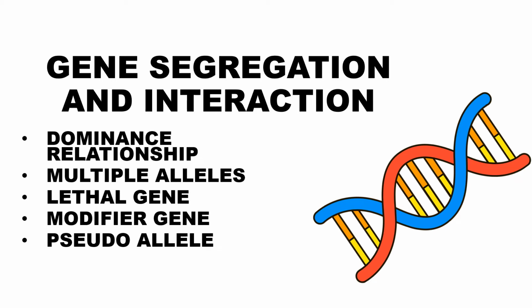So for this meeting, I will be talking about, still on the chapter on gene segregation and integration, and I will be specifically talking about these topics. So first is on the dominance relationship. So I will be talking about the different types of dominance relationship. Then I will be talking about the multiple alleles and then the lethal gene, then modifier gene, and then last is yung pseudo allele na tinatawag.